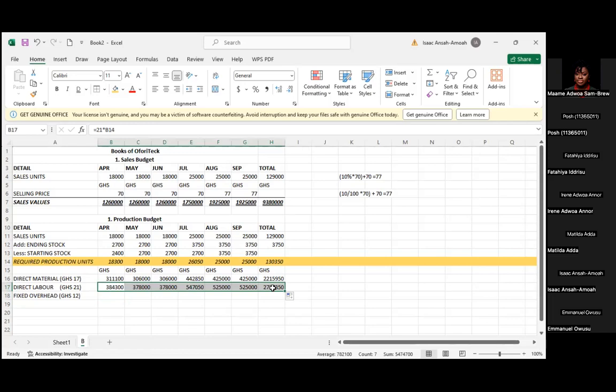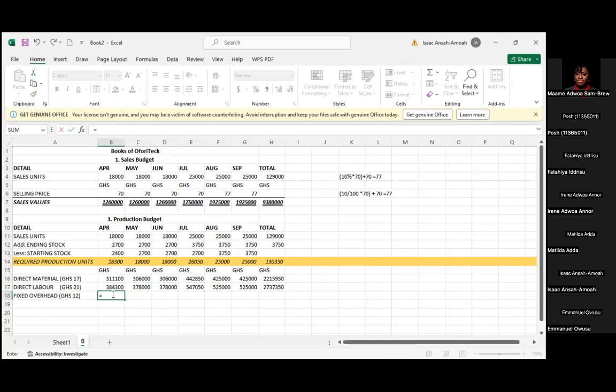Okay. Then we can look at fixed overhead cost. Fixed overhead cost is 12 cedis. So it goes through the same process, sort of. So 12 cedis times the required production unit. Right, required production unit. So that gets us how much? $219,600.